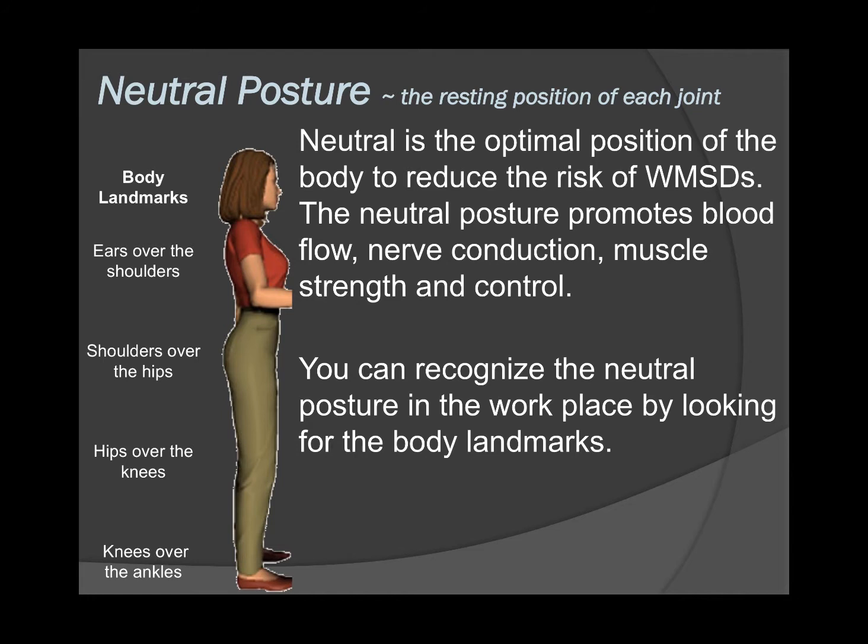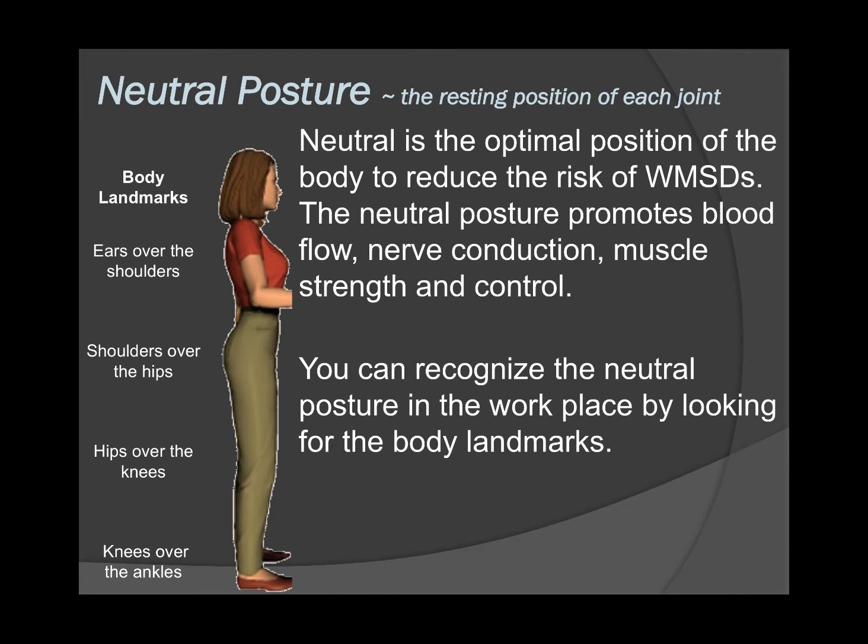So before we start to talk about our physical workplace risk factors, let's define our neutral position. Our neutral position is the optimal position of the body to reduce the risk of work-related musculoskeletal disorders. Because in the neutral position, we're the strongest, we're the fastest, we have the longest endurance. We're not in extension or flexion, we're halfway between, so we're at our resting point, and we reduce the amount of muscle force required to do the job. So the neutral posture also promotes blood flow, nerve conduction, and we are the strongest.